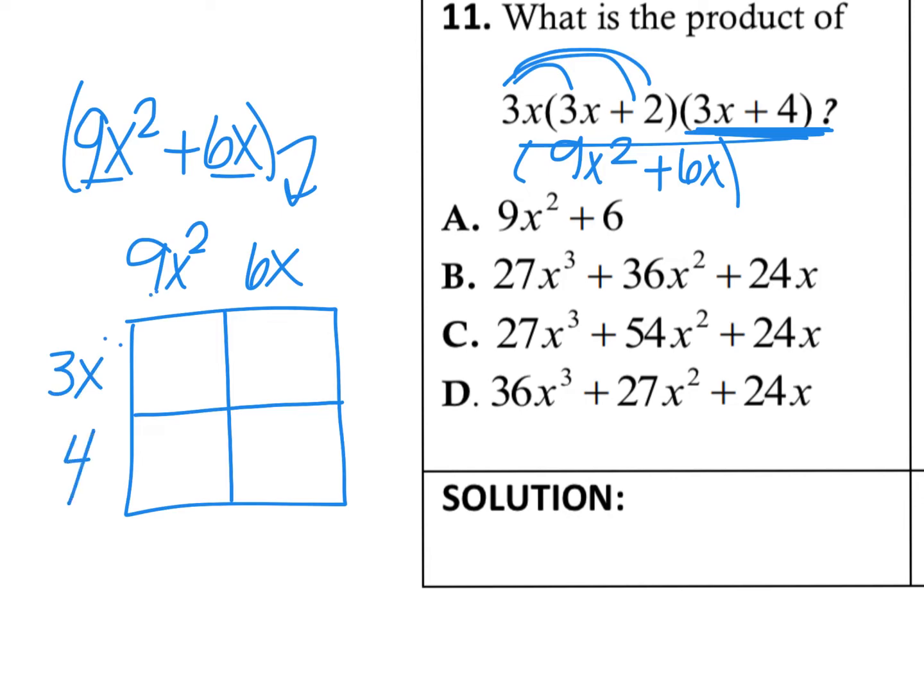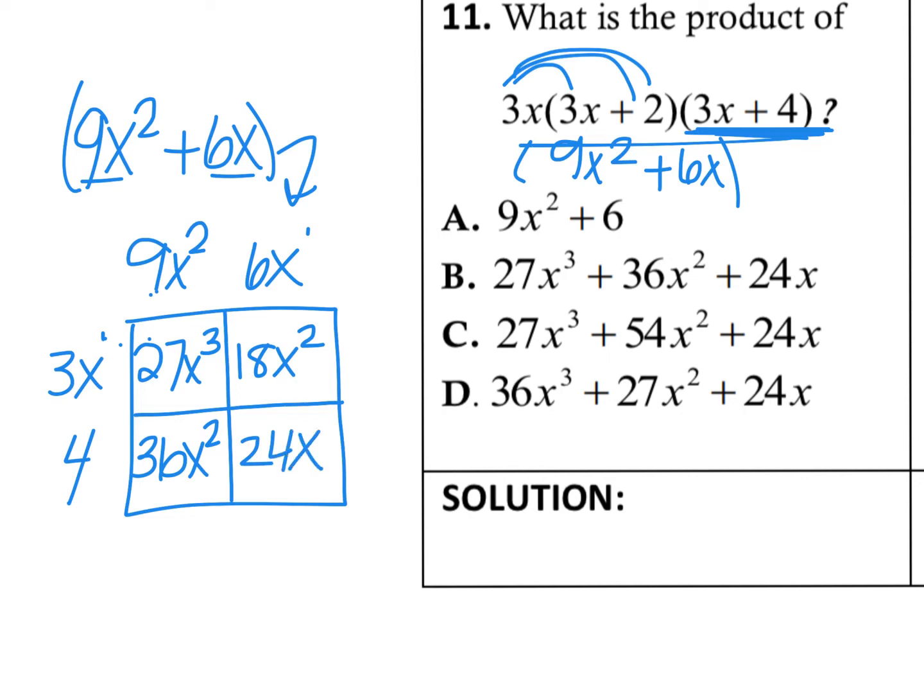And remember that these two terms are going to be multiplied and go in the top left-hand box. So 9 times 3 is 27, and x squared times x gives me x to the third, because remember I'm adding my exponents. And 6 times 3 is 18, and that's going to leave me x squared, because I have a 1 here and a 1 here, so I added those together to give me x squared. 9 times 4 is 36, and we're just going to write the x squared. And 4 times 6 is 24x.